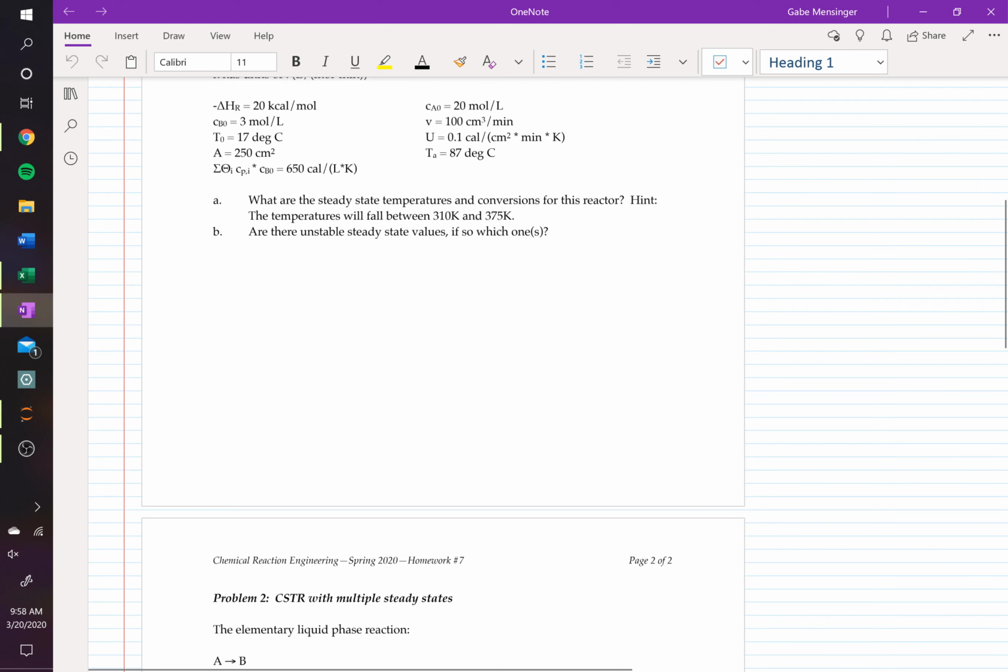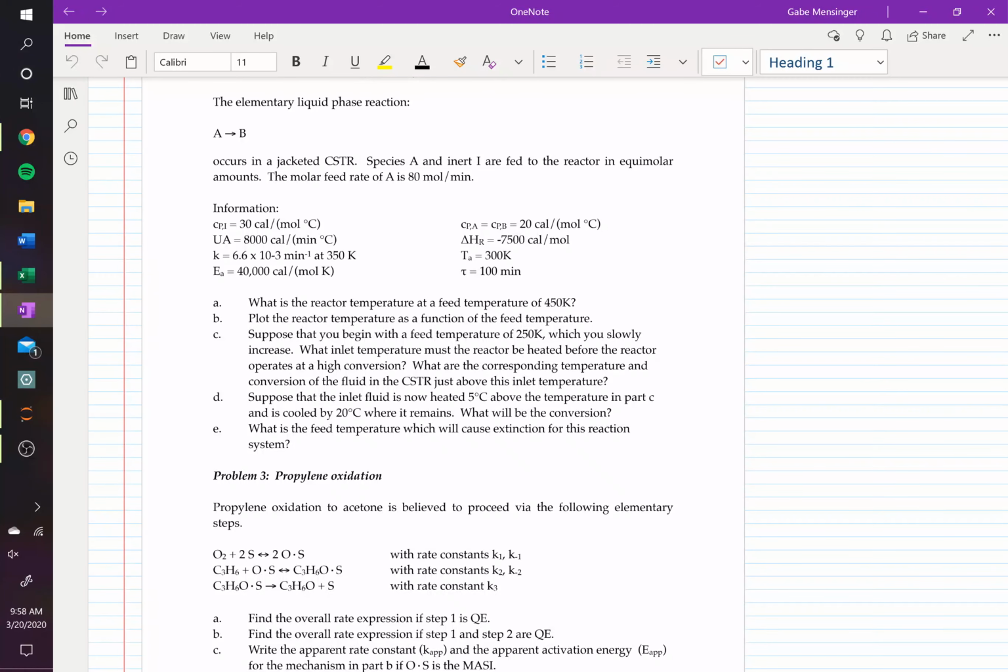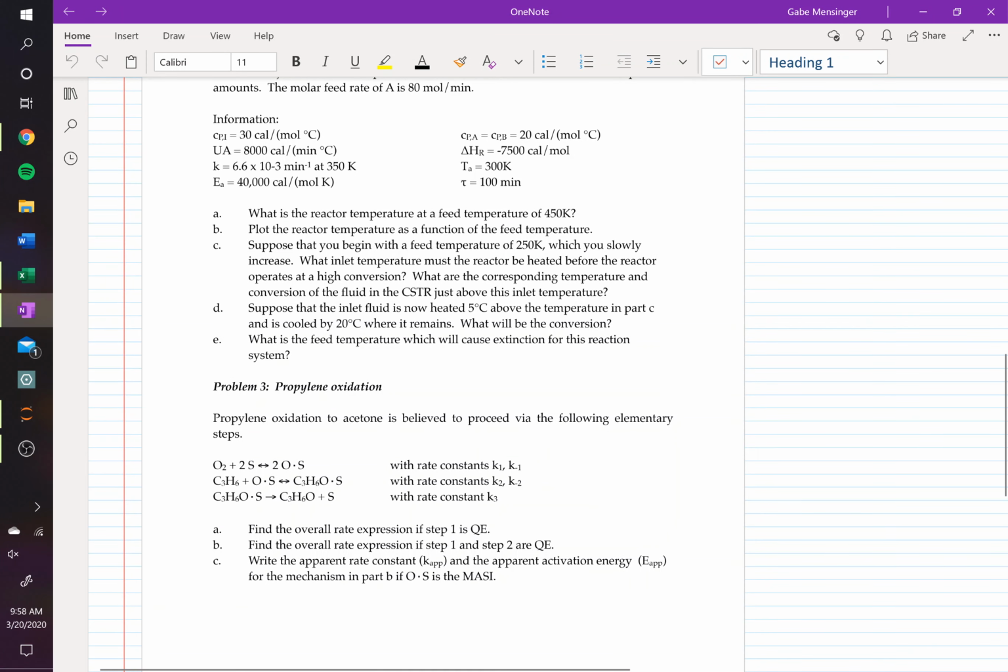This is kind of a shorter homework assignment, but I'll warn you that the second problem is a bit of a beast.